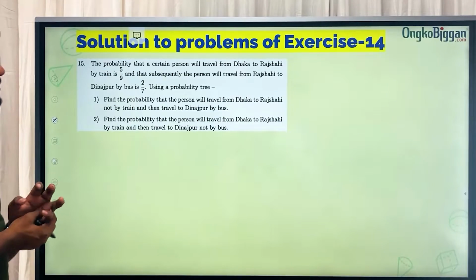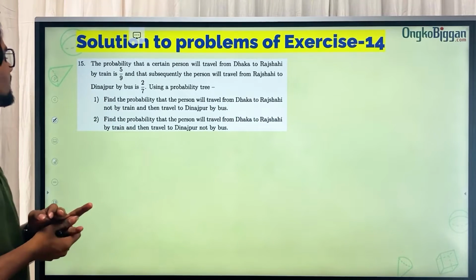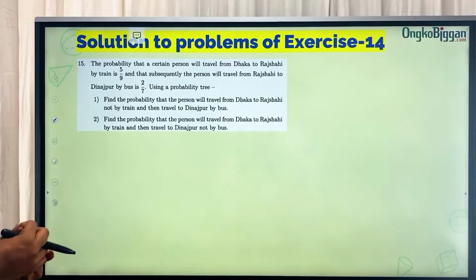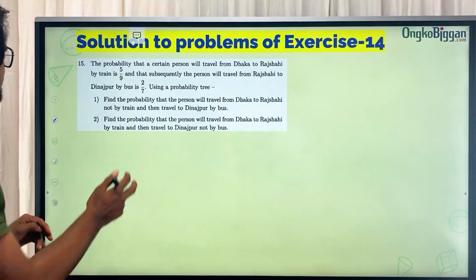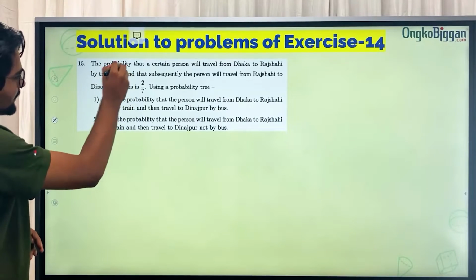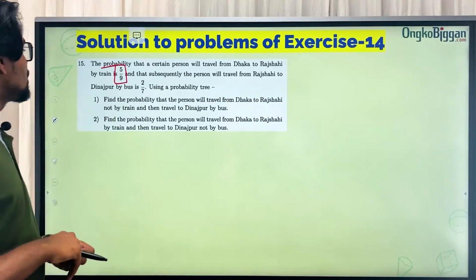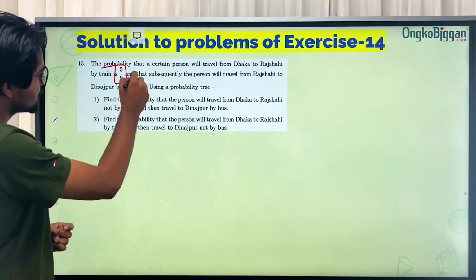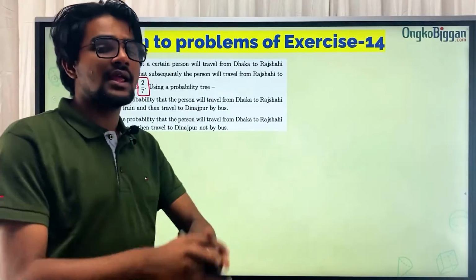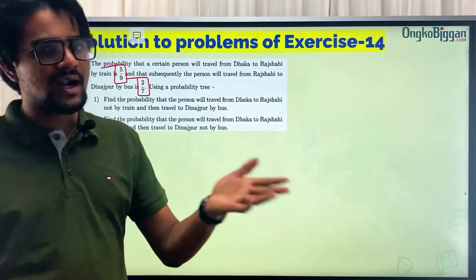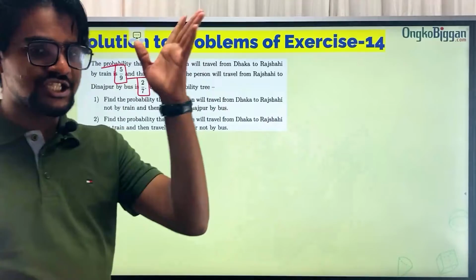So we move on from that probability tree to our 15 number math. The probability that a certain person will travel from Dhaka to Rajshahi by train is 5 by 9. So 5 by 9, an important piece of information. And that subsequently the person will travel from Rajshahi to Dinajpur by bus is 2 by 7. So first he is going to move from Dhaka to Rajshahi, and then he is going to stay there and party for a little bit, and then he will move to Dinajpur from Rajshahi.